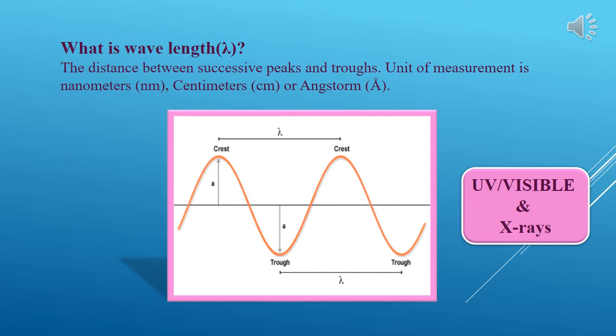What is wavelength? Wavelength is denoted with lambda. The distance between successive peaks or troughs is called wavelength. The unit of measurement is nanometers, centimeters or angstrom. So a distance unit is used to measure the wavelength of a wave. And this wavelength is used in UV visible and X-rays analysis.